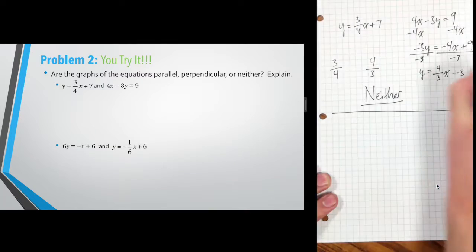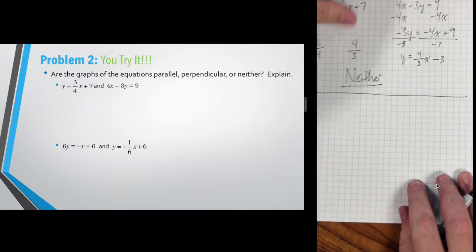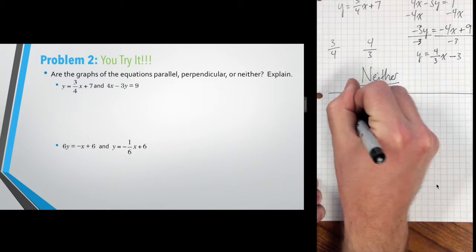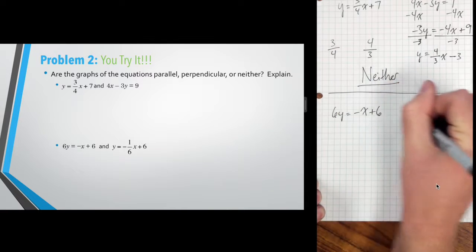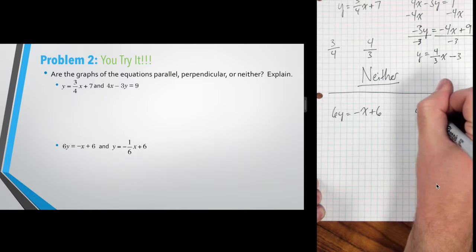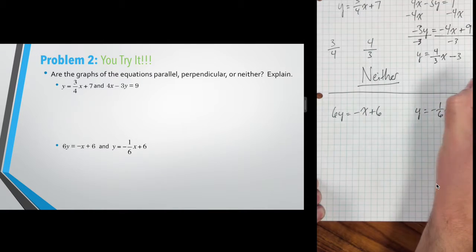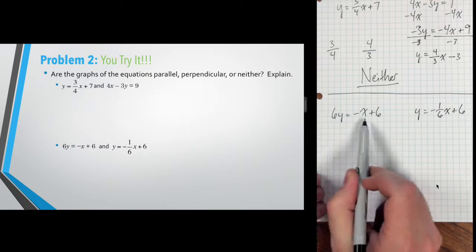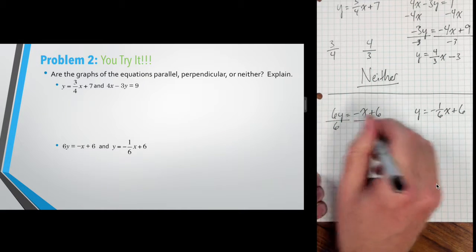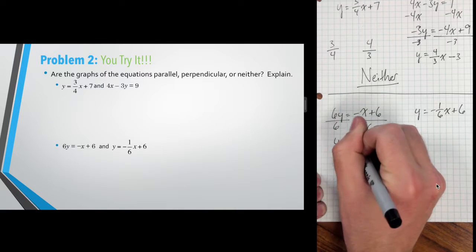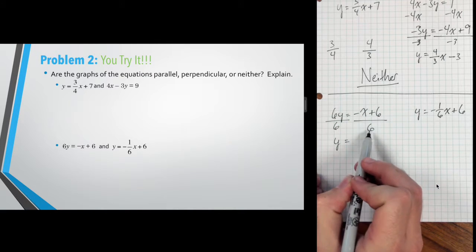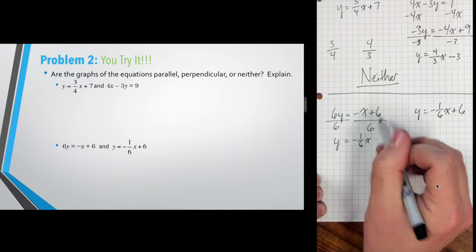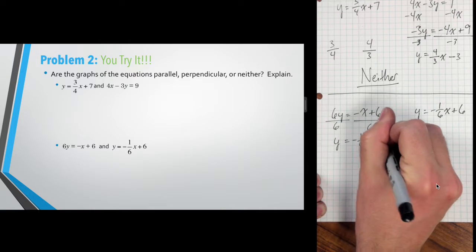Now, the second one is 6y equals negative x plus 6. And then we have y equals negative 1/6 x plus 6. So this one's already good, this one's not. Divide by 6. Y equals negative 1 divided by 6 is negative 1/6 x. And then 6 divided by 6 is just 1.